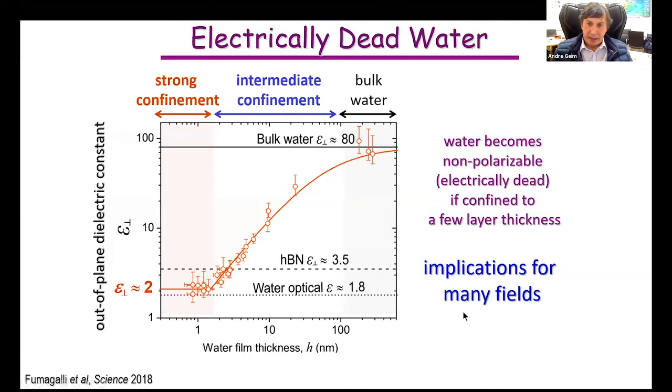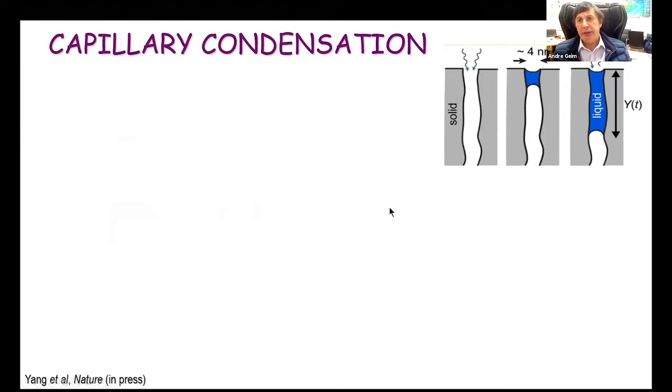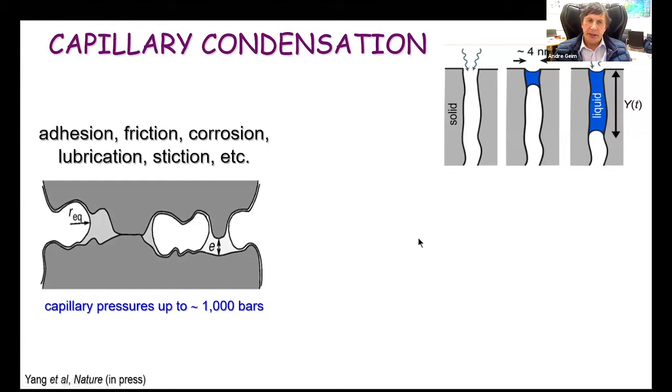My second story in the last 5 minutes is about capillary condensation, another textbook phenomenon. If you have a porous substance and humidity outside, water doesn't condense on flat surfaces, but it would condense inside narrow capillaries. It's very hard to describe how important this phenomenon is, because whenever you have a rough surface or small pores, water always condenses there in ambient humidity. This has implications for adhesion, friction, corrosion, lubrication, and myriads of other phenomena.